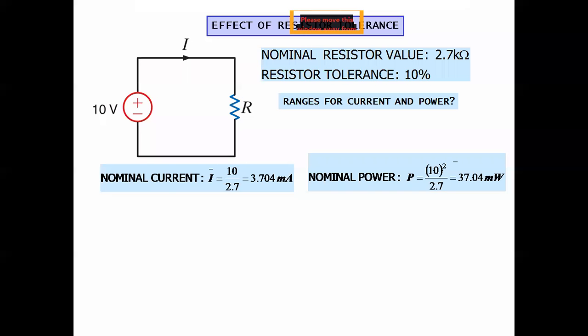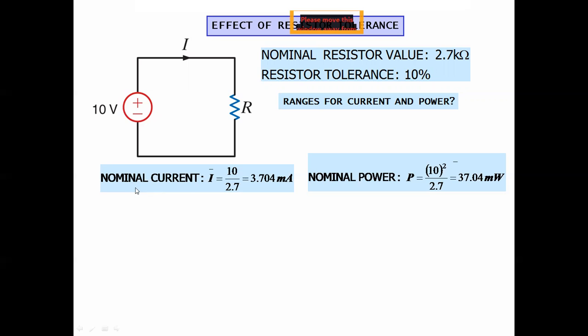So we have to do the calculation two times, for the minimum value and the maximum value. Minimum value means we have to reduce 10% from 2.7K and do a calculation. That will be the answer for case 1, and for case 2 we have to add 10% to the 2.7 kilo ohm resistance and do the calculations, right? So we'll see the effect.